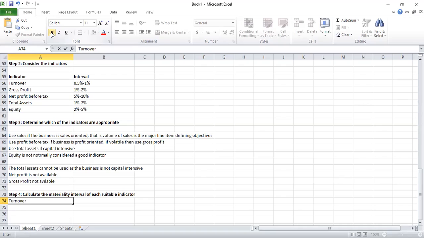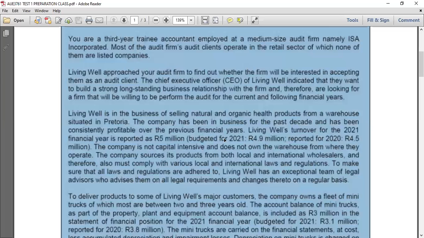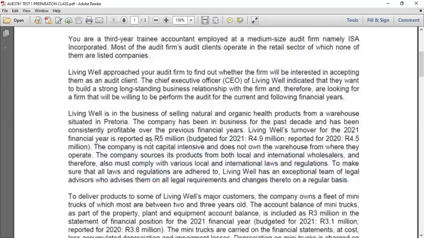They would be 0.5% times the unaudited turnover. Remember, we said that we're using unaudited figures because they are available. The unaudited turnover, it's 5 million. So if it was not there, we're going to use the budgeted. If both were not there, we're going to use last year. But since we have it, we're going to use the 5 million.